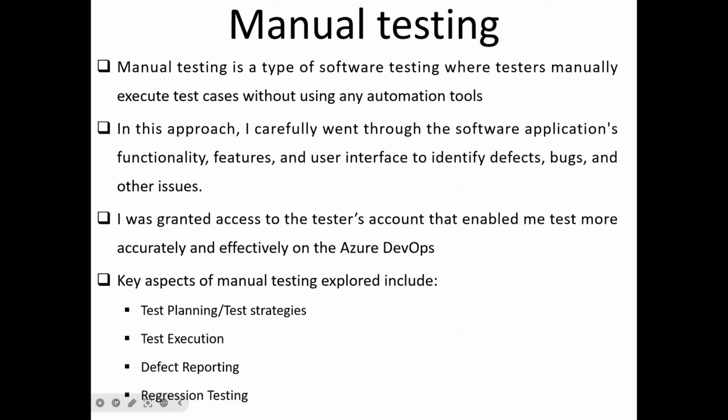Manual testing is a type of software testing where testers manually execute test cases without using any automation tools. I was granted access to the tester's account that enabled me to test more accurately and effectively on Azure DevOps. The key aspects of manual testing that I explored include test planning. I was able to develop a test plan for my team, and I also conducted test execution. I executed all the test plans and reported defects accordingly. Next.